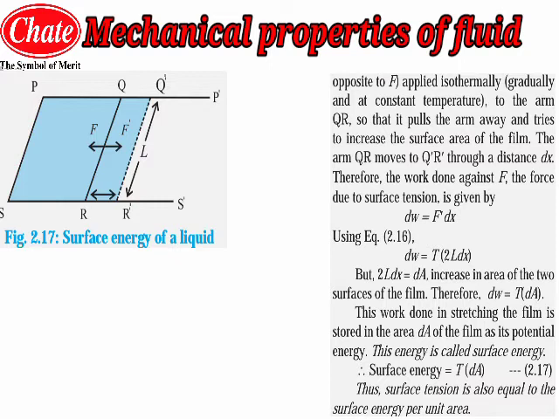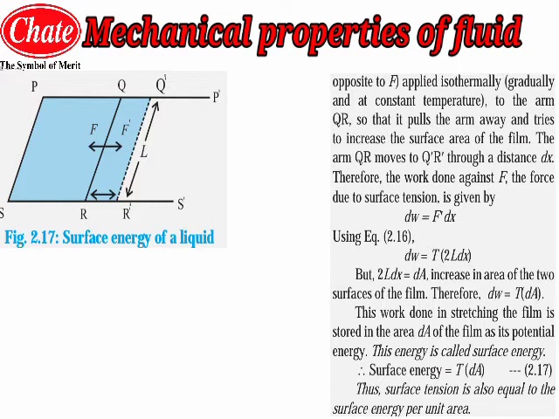The arm QR moves to Q dash R dash through a distance dx. Therefore the work done against F, the force due to the surface tension, is given by dW, the small amount of work done, which is the product of F dash into dx. Now we put the value of F dash in the above equation, and we get dW is equal to T into 2 into L into dx. But 2 into L into dx is nothing but dA, the increase in area of the two surfaces of the film. Therefore dW is equal to T into dA.